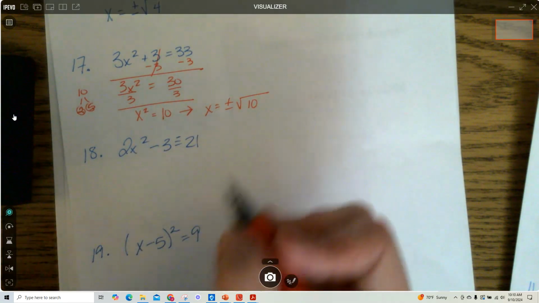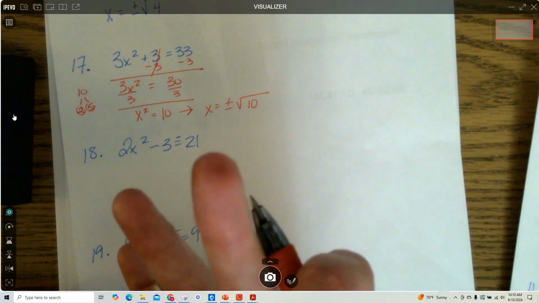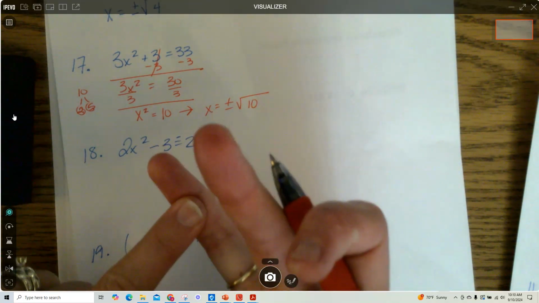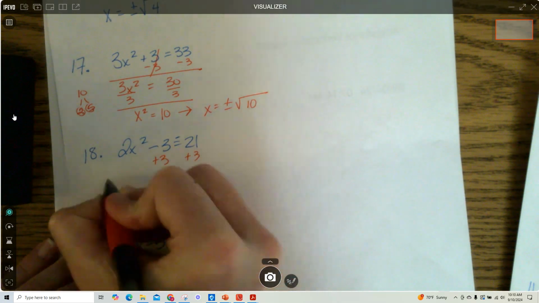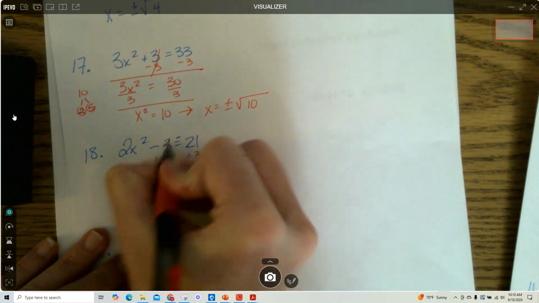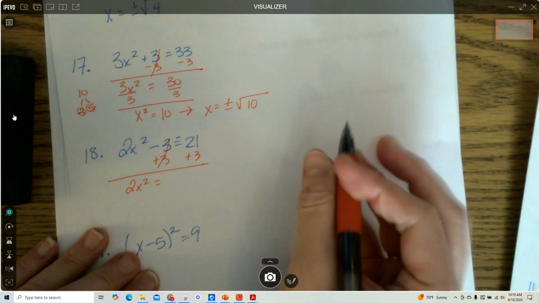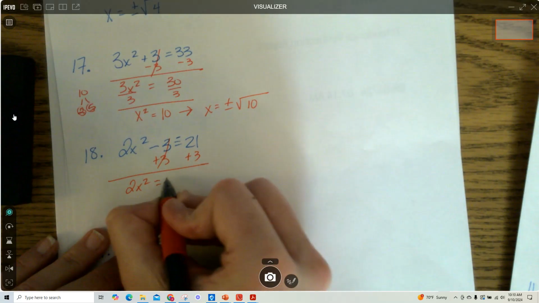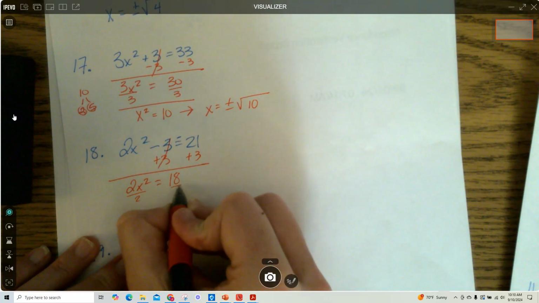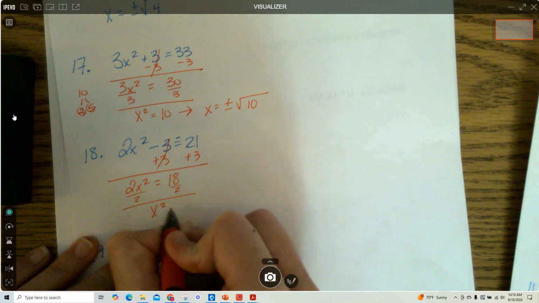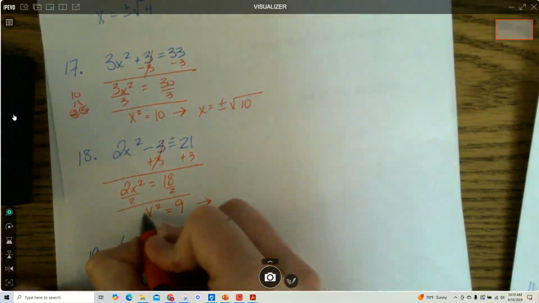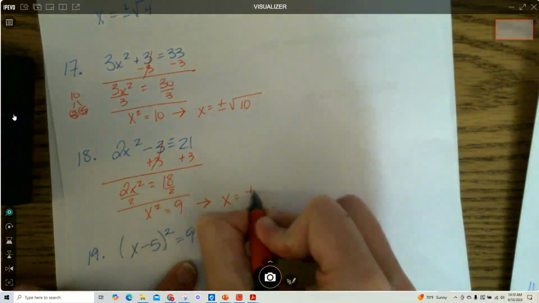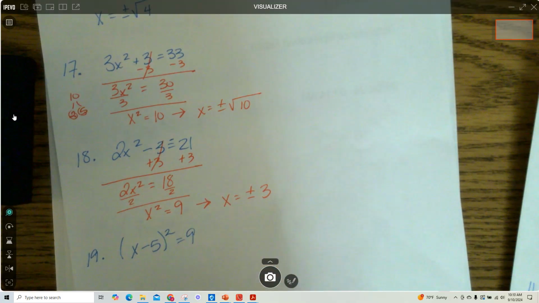Okay, this one again, PEMDAS backwards. Get rid of the addition and subtraction first. Get rid of the multiplication and division first. Work backwards. So 2x squared, 21 minus 3 is going to give me 18. 18 divided by 2, x squared equals 9. So this one, square root both sides, x is going to equal positive negative 3.